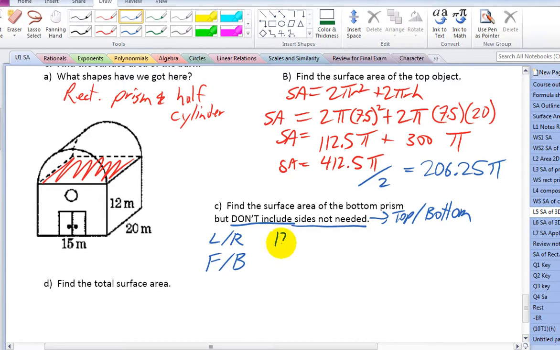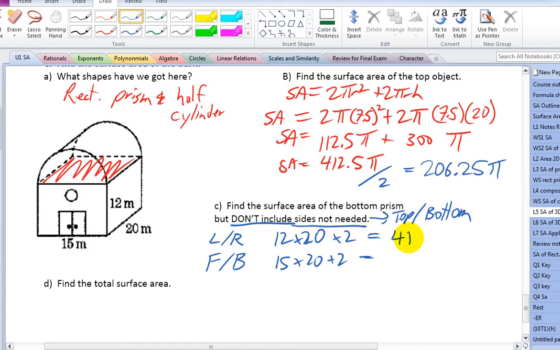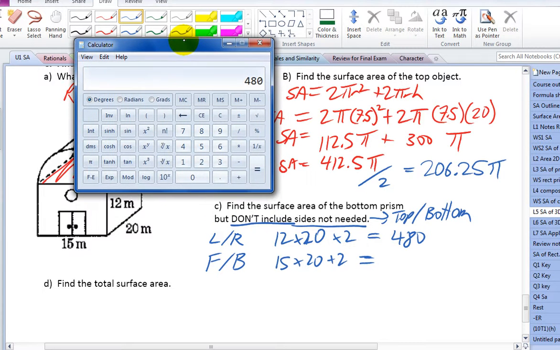So left, right will be 12 times 20 times 2. 15 times 20 times 2. We're going to assume everything at the front gets painted, okay? Even that little door stuff. That is an assumption, but we don't say that it's not painted, so we'll assume that it is. Yeah, we're going to assume that gets painted too, right? Because it doesn't say anything about it, we'll just assume that, yeah, it does.